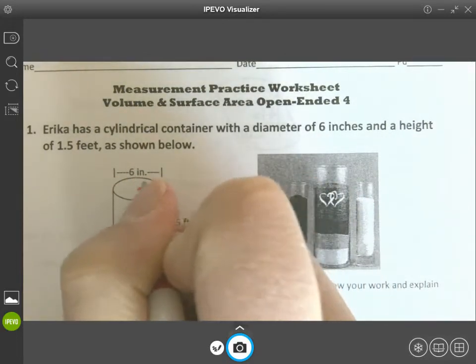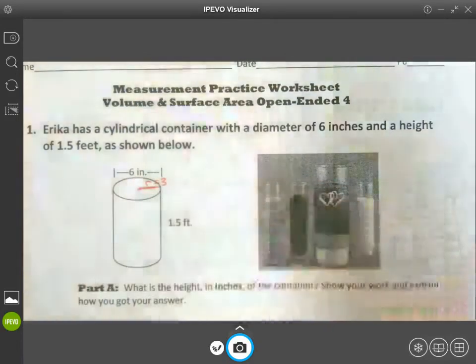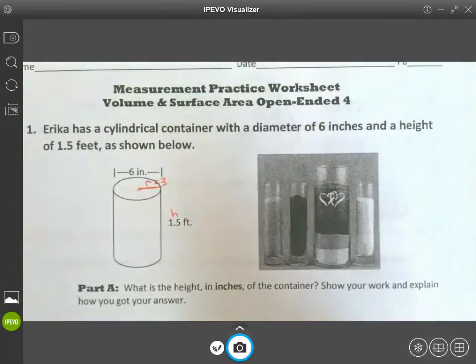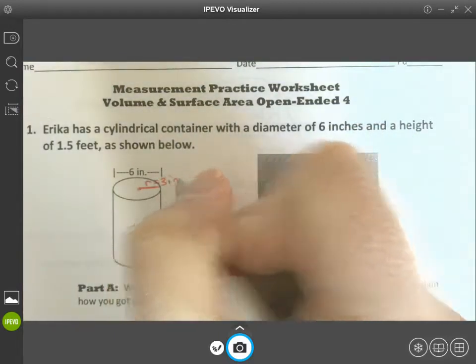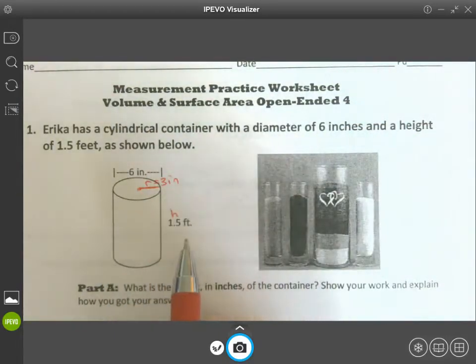The radius is 3. Okay, and this is the height of your cylinder, which is 1.5 feet. Now, slow your roll. I want you to look at this. The radius is 3 inches and the height is 1.5 feet. Does that bother anyone? It should. It should all be the same label, same unit.